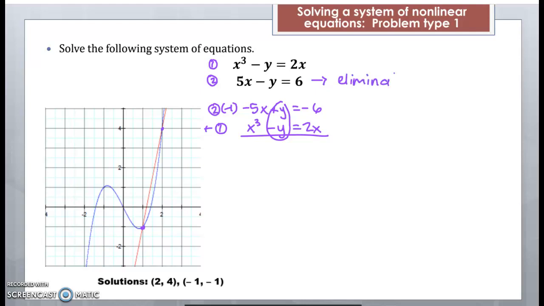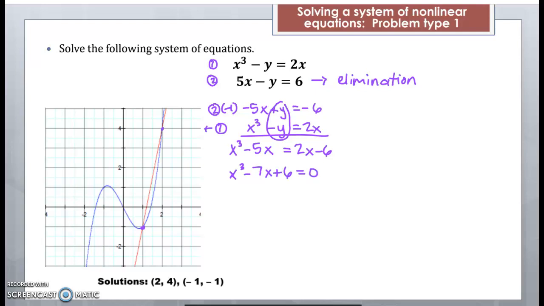So my three methods for solving these problems are graphically, substitution, which we did in the last example, and then elimination. Negative 5x plus x cubed, I can't really add those together, except to say it's x cubed minus 5x, and that's equal to 2x minus 6. Let's get everything onto one side by subtracting 2x and adding 6, and I get x cubed minus 7x plus 6 equals 0.